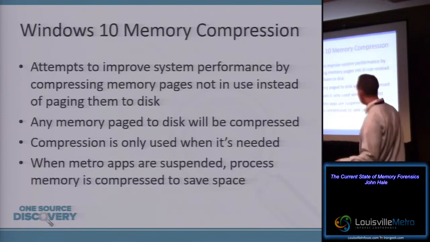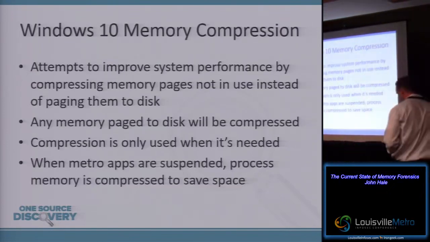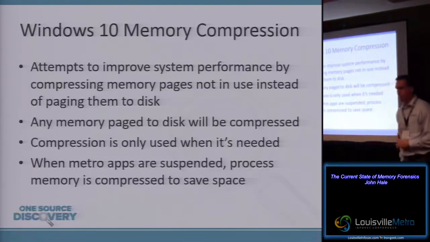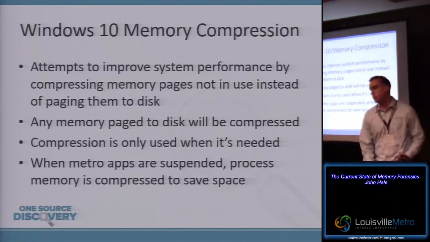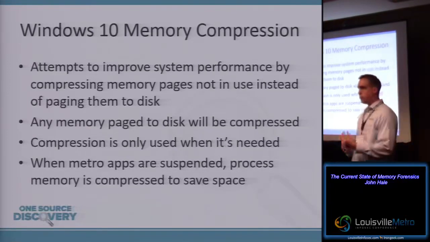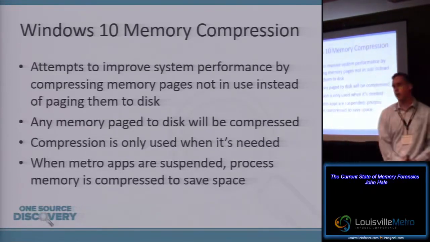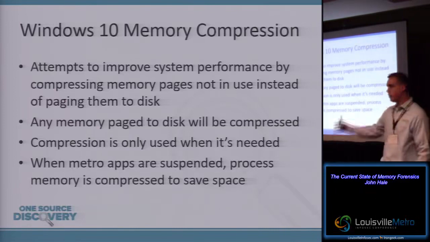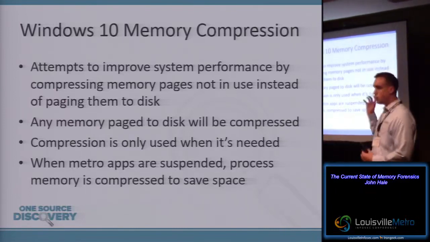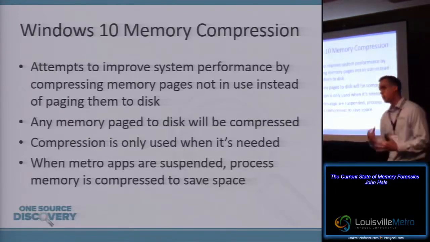All right. So Windows 10 memory compression attempts to improve system performance by simply reducing the number of writes to the page file. What this is trying to do is limit how many times we have to fault and go out to the disk, the hard drive, or even an SSD, whatever the case is. It's trying to avoid all of those instances where that happens.